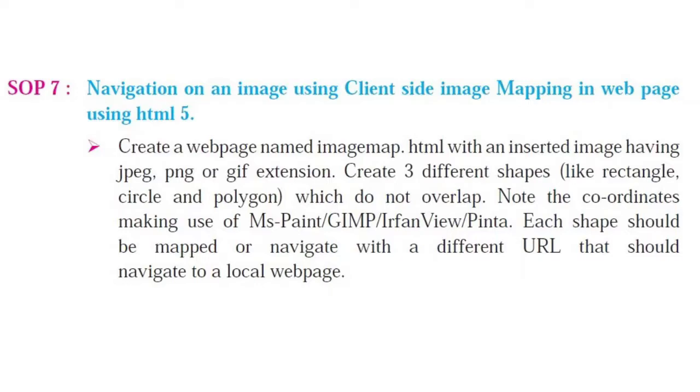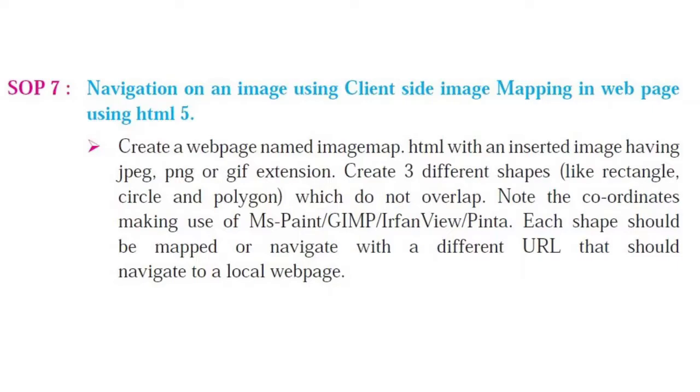So in this practical, we have to create a web page. Within that web page, we have to insert an image. You can select any image, and on that image, we have to particularly select three different regions, like one region of rectangular shape, one region of circle shape, and one region of polygon shape. So for that, we'll need to note the coordinates of that shapes.